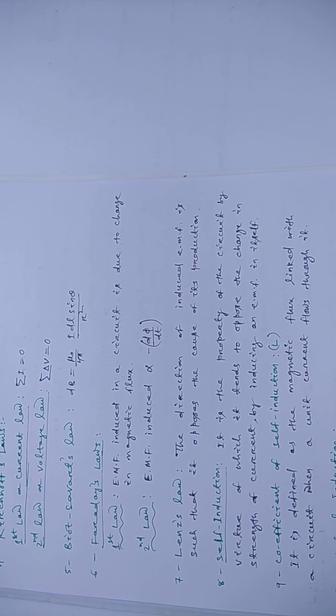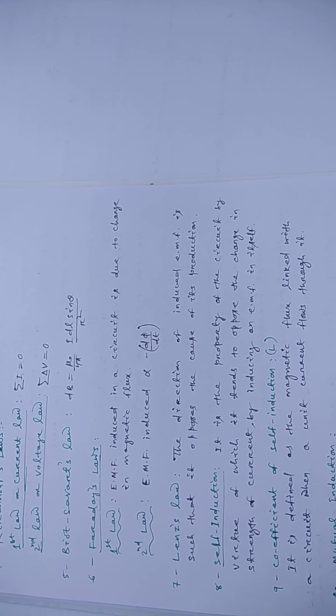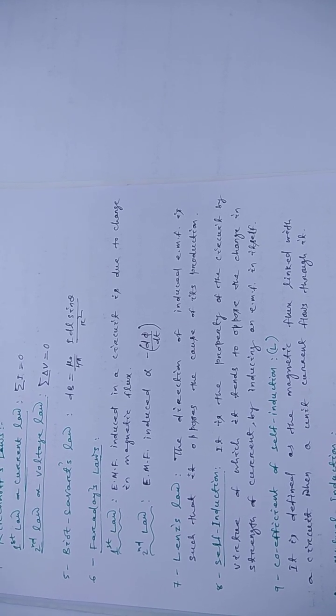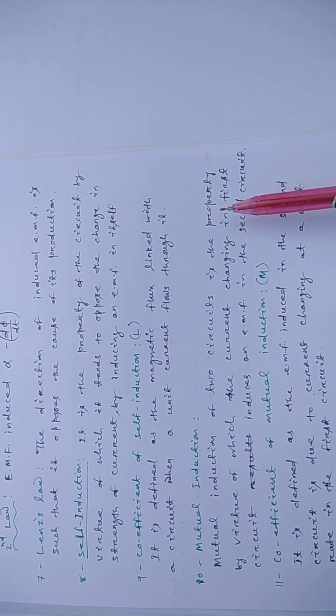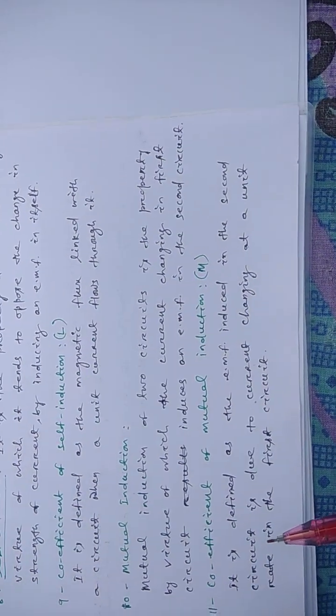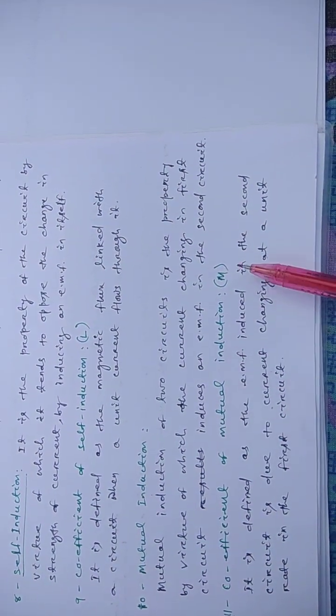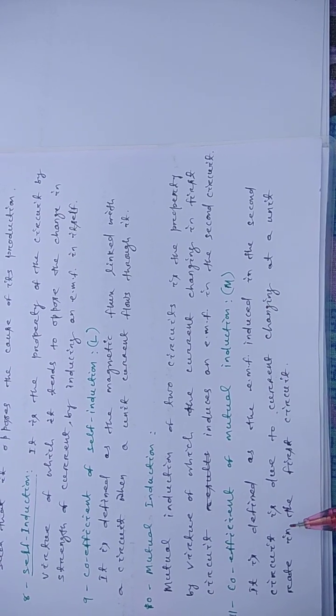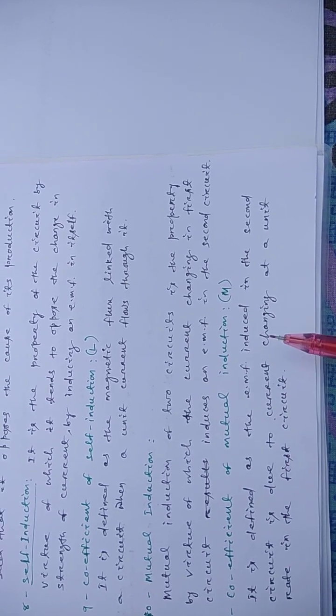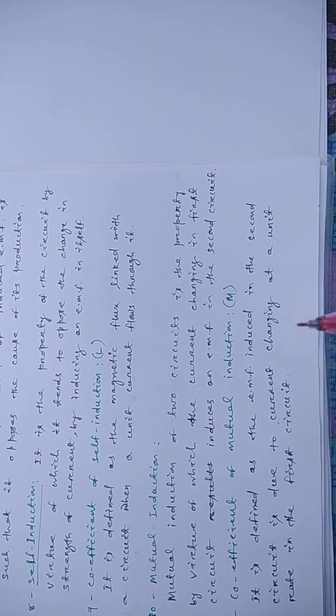Then is mutual induction. Mutual induction is due to two coils. Okay. So mutual induction of two circuits is the property by virtue of which the current changing in the first circuit induces an EMF in the second circuit. Similarly, coefficient of mutual induction symbol is capital M. It is defined as the EMF induced in the second circuit is due to the current changing at a unit rate in the first circuit. Okay.